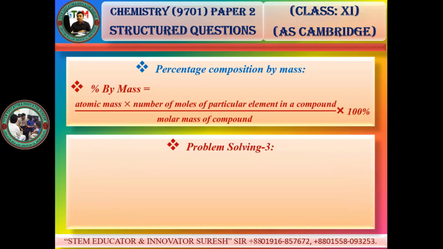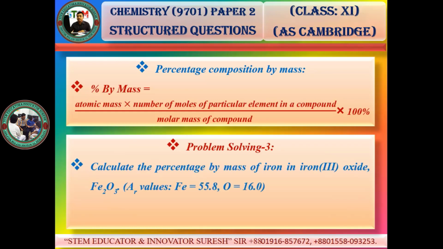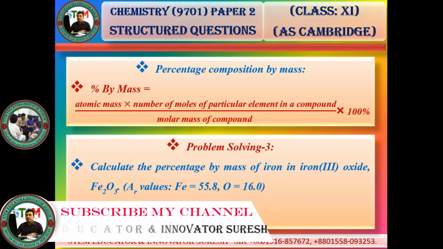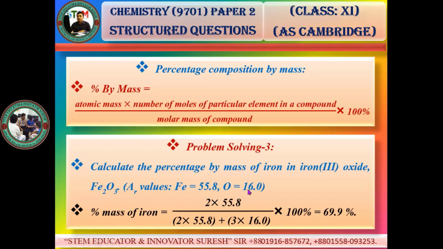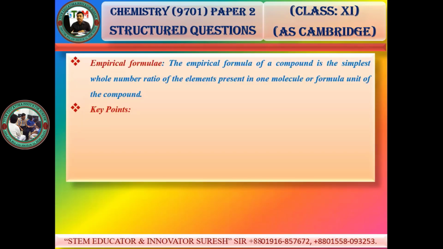Now problem solving 3, we want to see percentage calculation by mass. Calculate the percentage by mass of iron in iron(III) oxide, Fe2O3, where the relative atomic mass of iron is 55.8 whereas oxygen is 16.0. Percentage mass of iron equals 2 × 55.8 divided by the total formula mass, which is 2 × 55.8 for iron plus 3 atoms of oxygen, 3 × 16.0, multiplied by 100%, and after calculating using a calculator you will get 69.9%.